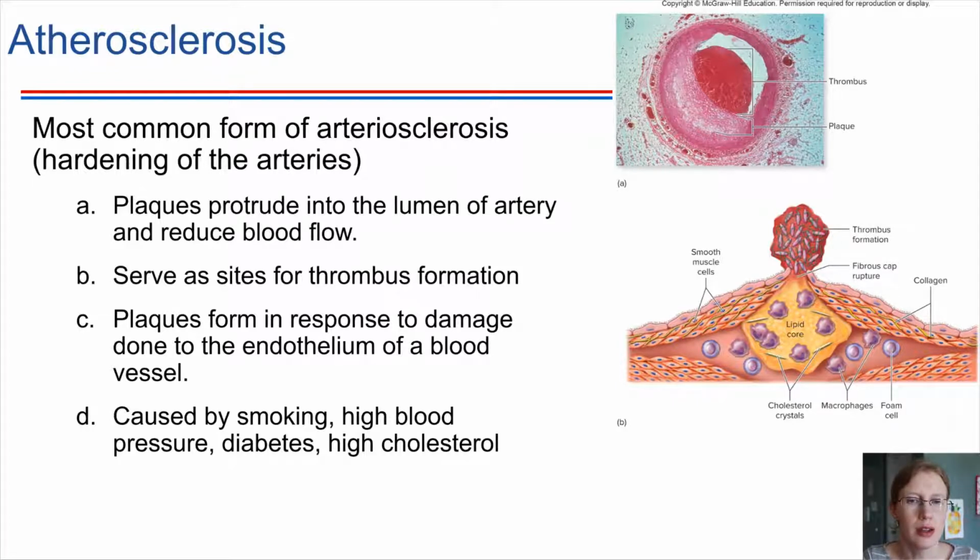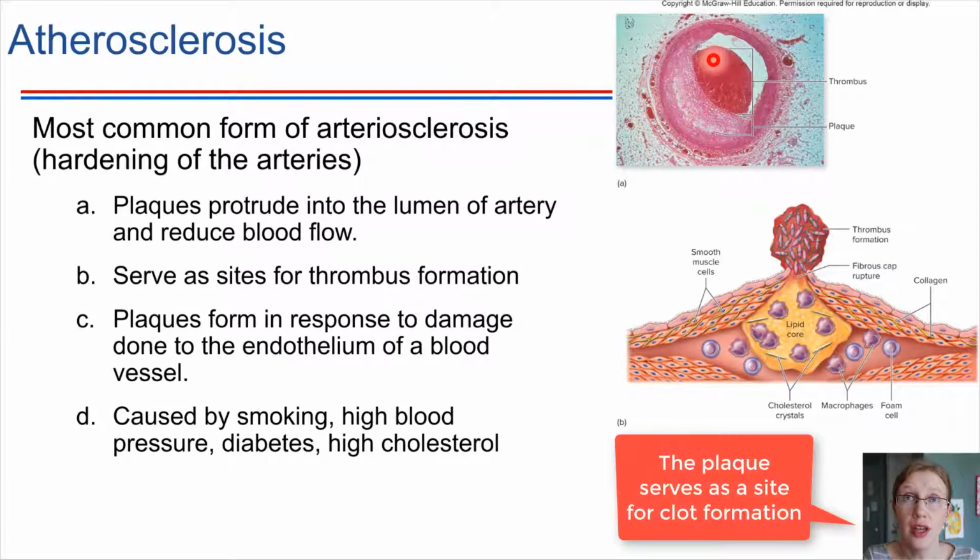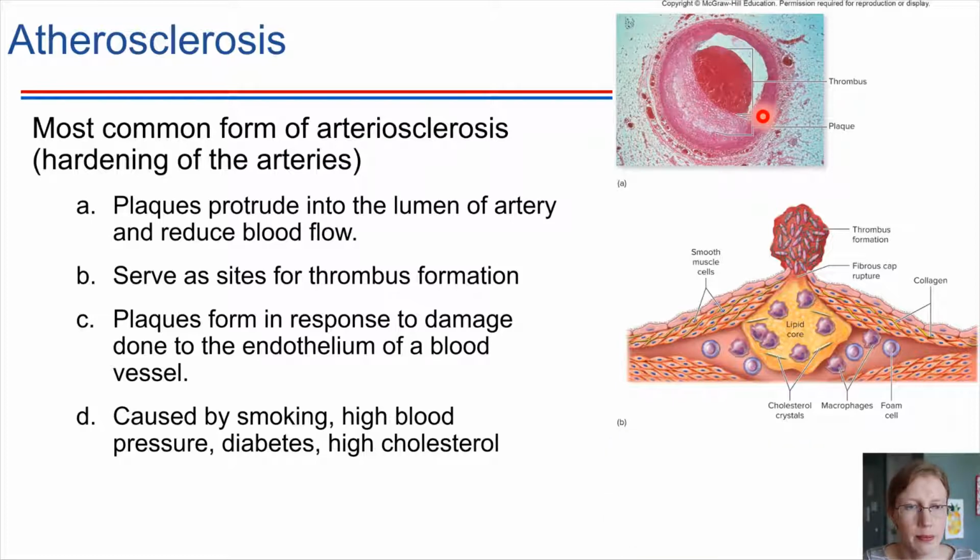Okay, so plaque, we've got a picture of it right here. Here's a blood vessel. Here is some plaque that has built up. And then right here piled on top of it is a clot, a thrombus. And so if this gets much larger, it's going to completely cut off the blood flow, so that's not a good thing.